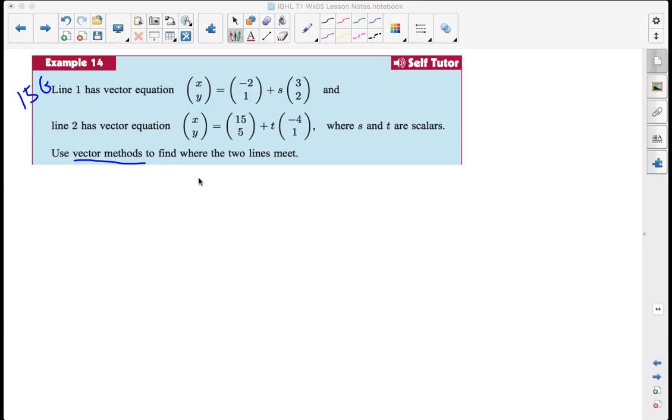Okay, here we have 15G, and given two lines we need to use vector methods to find where these lines meet. Now this is, of course, a 2D problem. So these lines will meet somewhere, or they're of course parallel. So let's set up the vector equations. The x-coordinates need to be the same and the y-coordinates need to be the same.